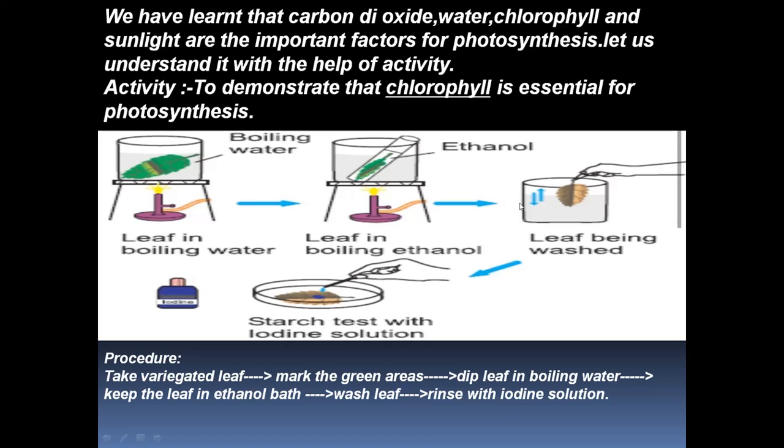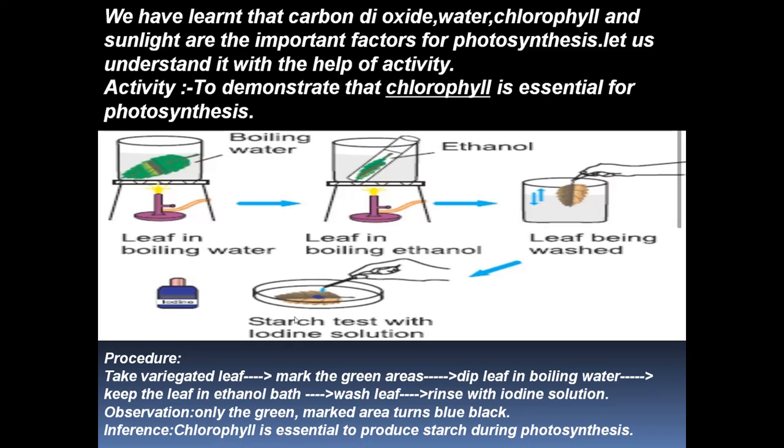Then, after washing the leaf, we have to rinse it with iodine solution to test for starch. The areas that turn blue-black indicate the presence of starch. So this activity helps us to understand that chlorophyll, the green pigment, is essential for carrying out photosynthesis.